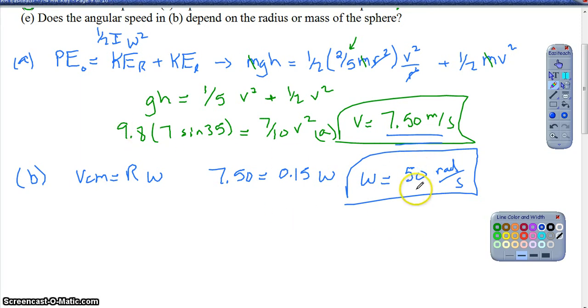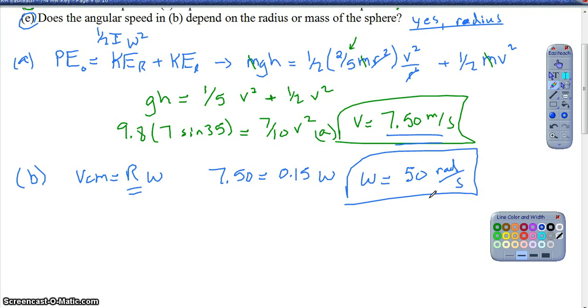Answering part E, since I've just answered that: does the angular speed depend on the radius or the mass? Well, yes, it does, right? What measurement did affect the angular velocity? It was radius, right? Depending on what the radius is, we know that it has a linear velocity of 7.5. So depending on what the radius is going to depend on how fast the angular velocity had to be to compensate for that. So yes, it does depend on the radius. It does not, however, depend on the mass, right? It does not depend on the mass. So we've answered part B and E in the same go.